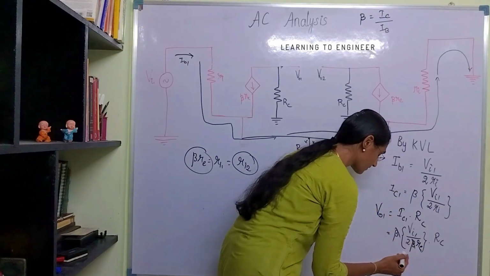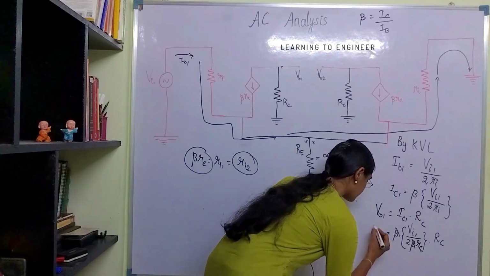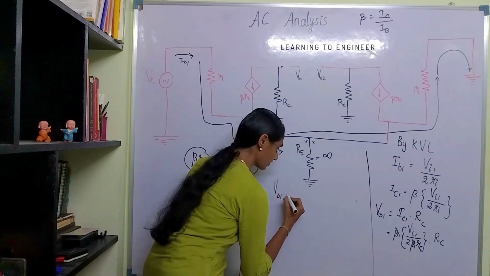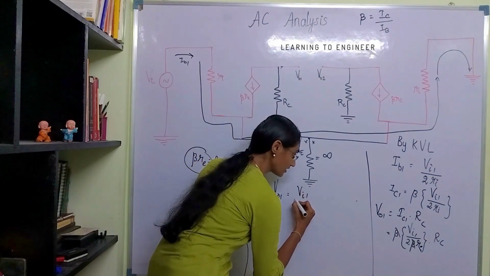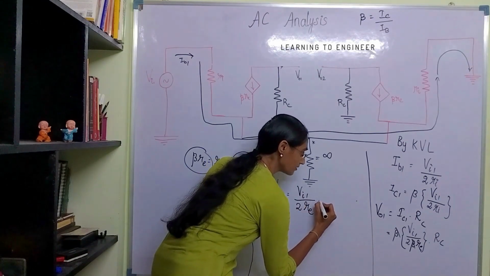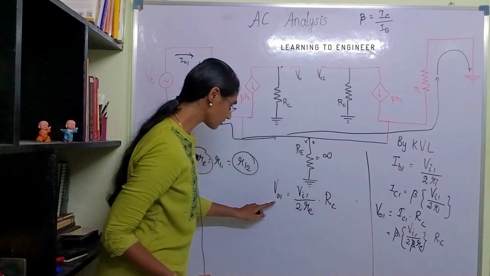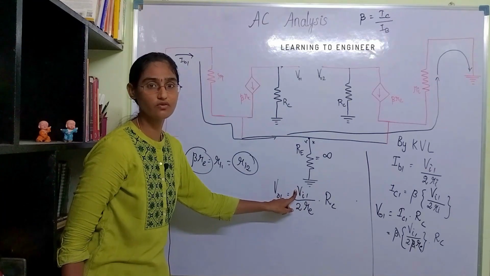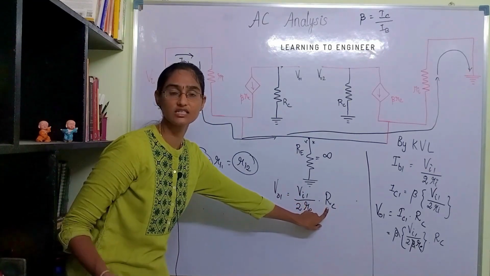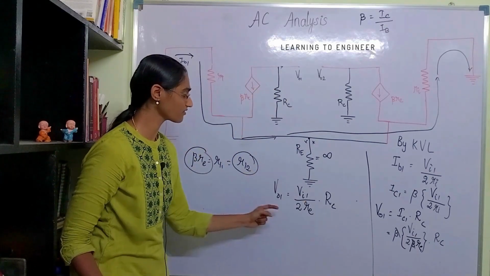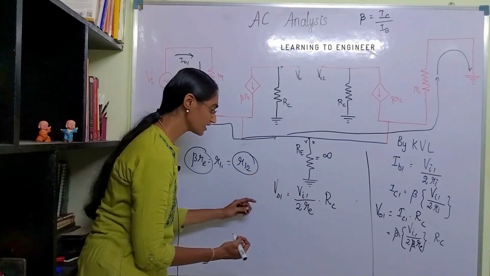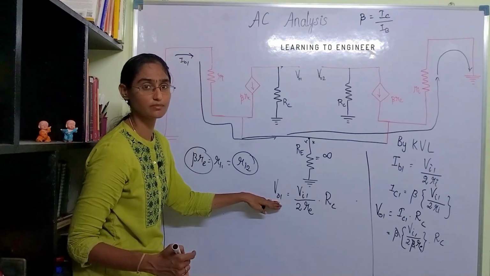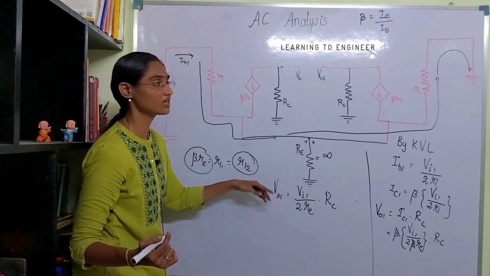So beta beta cancels. So VO1, I will continue writing here. VO1 is equal to VI1 divided by 2Re multiplied by Rc. So this output depends on the resistor Re and the input voltage and of course the resistance value of this collector. We do not have current gain in this picture. So we are proving one point that the gain of the transistor because of AC part doesn't depend on the current gain of the transistors.